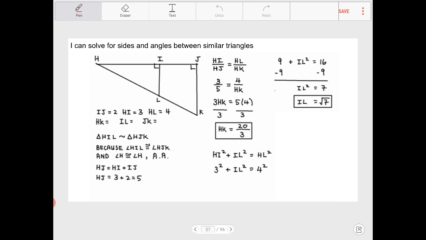Let's now use this information to find out what JK is. To find JK, I'm going to compare IL to JK as HI to HJ. So I know that IL to JK is the square root of 7 over JK, which is equal to 3/5, because HI to HJ is 3/5. If I cross multiply to solve for JK, I end up with JK equal to 5 square root of 7 over 3. If you use the Pythagorean theorem to find JK, you will arrive at the same conclusion.